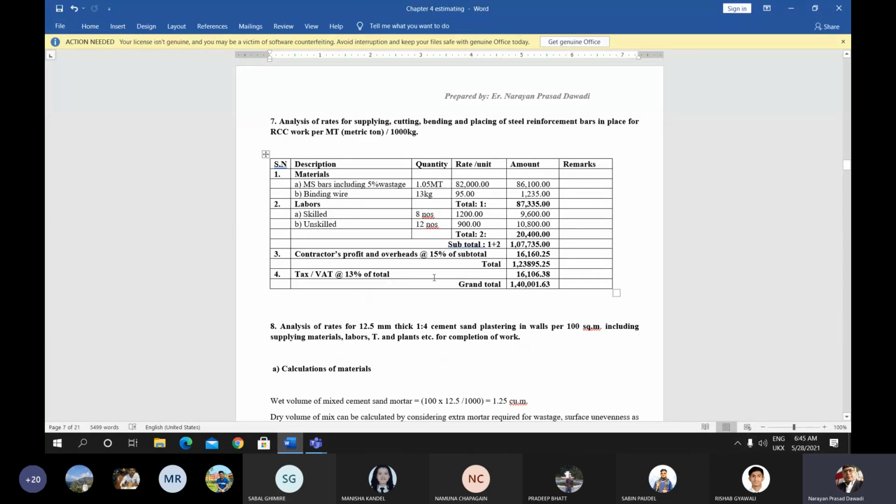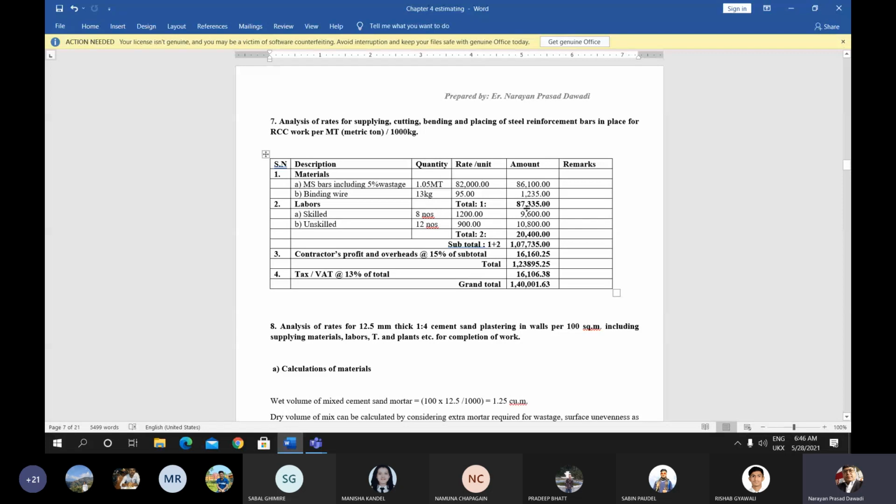Now, contractor's profit and contractor tax and VAT can be included as usual as 15% and 13% respectively, which gives the grand total cost of 1,40,001 rupees and 63 paisa per 1000 kg of mild steel bar. That is, I have considered the mild steel bar here. So you may be asked for steel reinforcement rates for Tor steel.